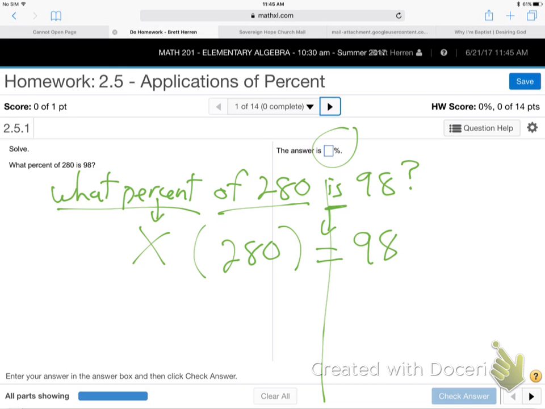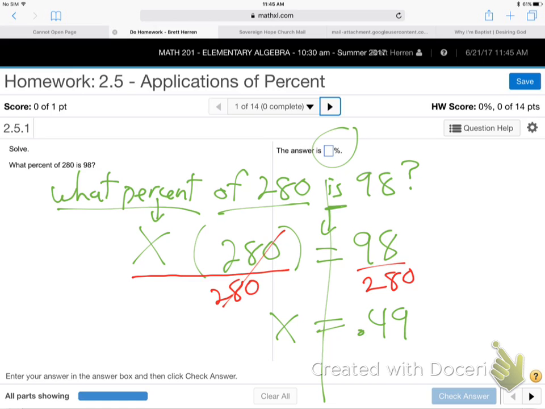So what do we do to solve for x? Divide by the 280 on both sides. So x equals... what is it? 0.35. Was it just straight 0.35 or was there more to it? 0.35 straight. Okay, so that's the decimal.